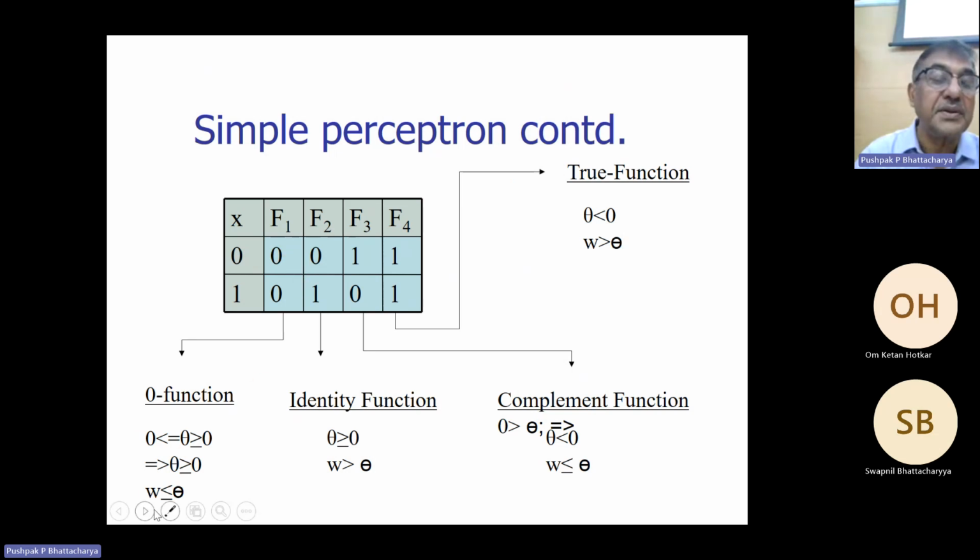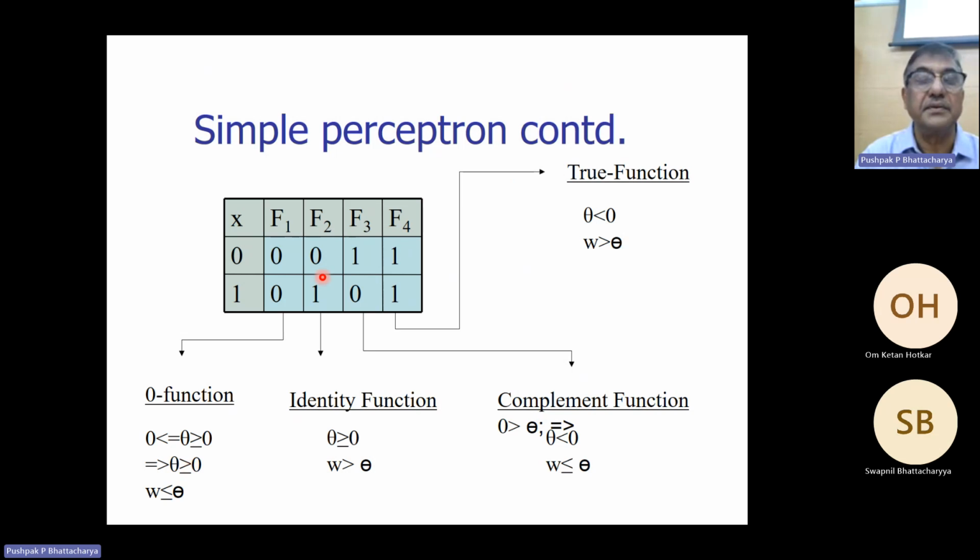So let's see what constraints need to be satisfied to compute the 0 function. If x is 0, then we know that w into 0 should be less than or equal to theta, which means theta should be greater than or equal to 0. This is one constraint. And if x is 1, then w should be less than or equal to theta again. So theta greater than or equal to 0, w less than or equal to theta will compute the 0 function or the false function, and infinite number of possibilities exist for w and theta.